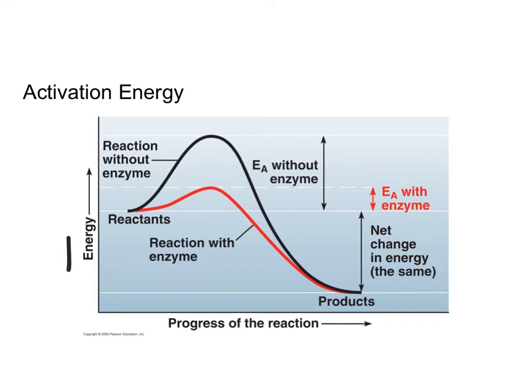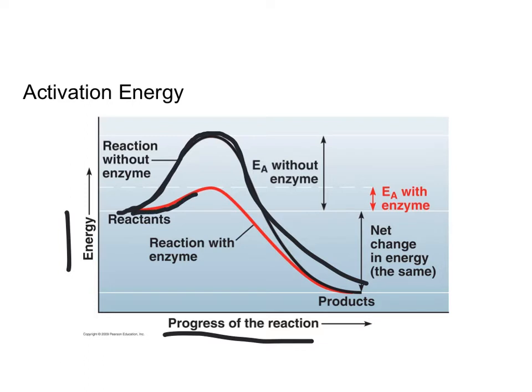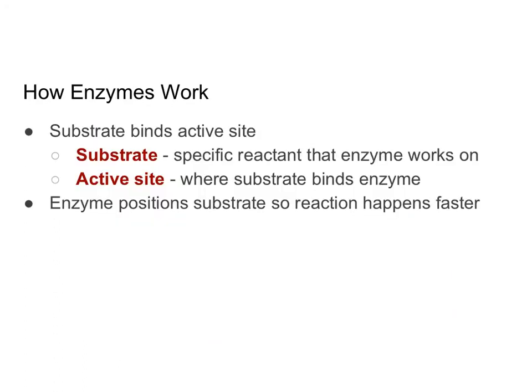So I have a graph that shows you this. I have energy on this axis and the progress of the reaction on this axis. So you can see without the enzyme, you have to put a lot of energy into a reaction to get it going in order for it to form the products. However, if I have an enzyme, I need a lot less energy in order to get the reaction going. So therefore, this reaction's easier. I don't need to put as much energy in to get it started.